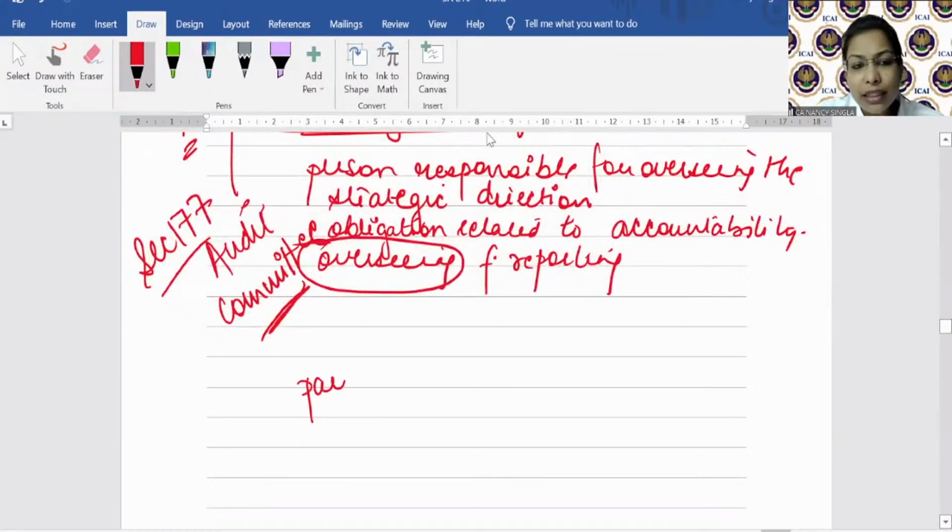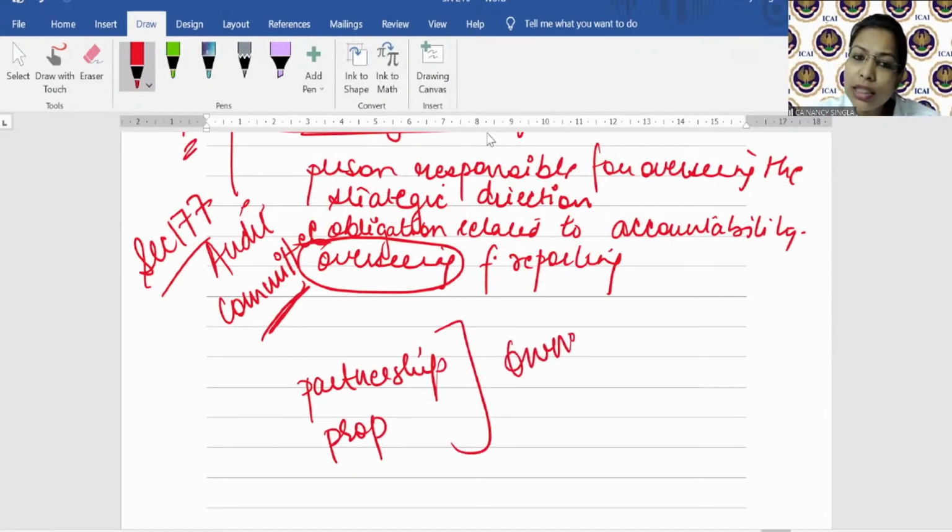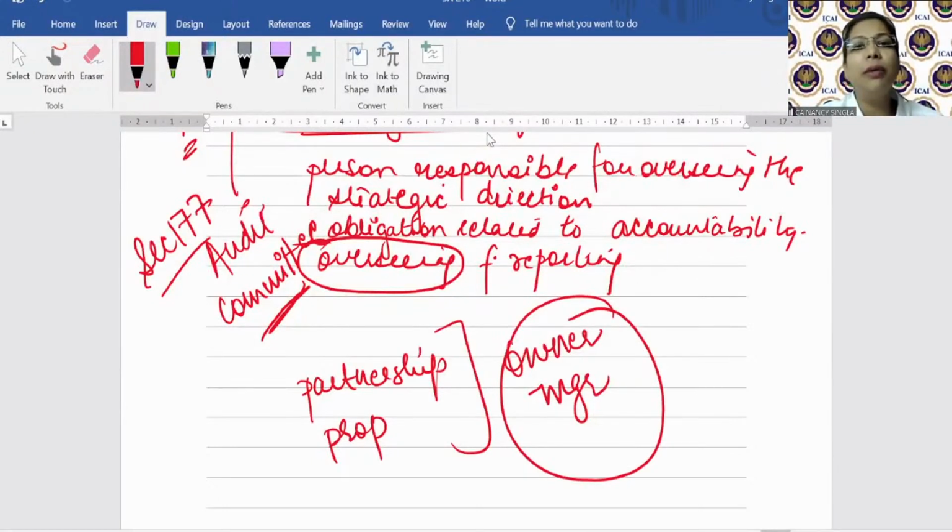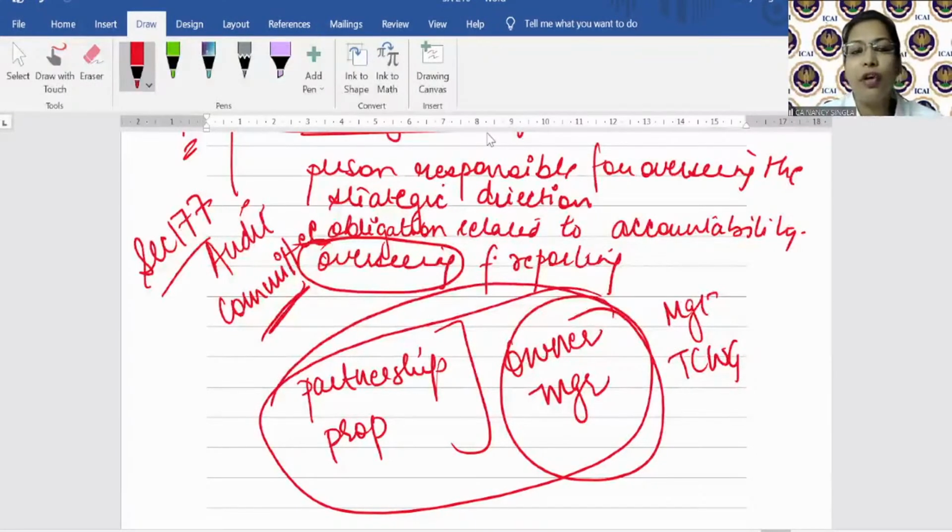पर देखो, अगर कोई partnership firm है या कोई proprietorship firm है, तो वहां पर तो जो own करता है वो ही manage करता है. तो there is no difference of management and those charged with governance, क्योंकि ये तो small firms हो गई ना, partnership firm, proprietorship firm. Here the owner and the manager are the same, so there is no difference between management and those charged with governance in such situations. ठीक है, क्लियर है ना.